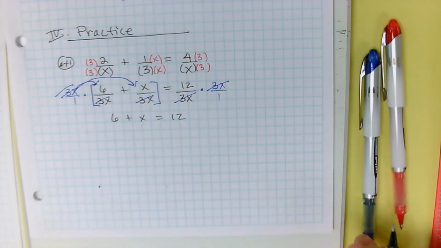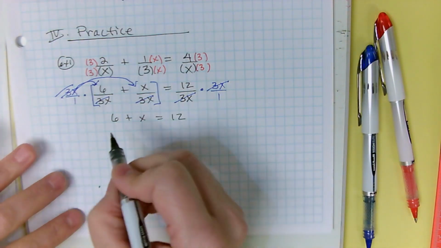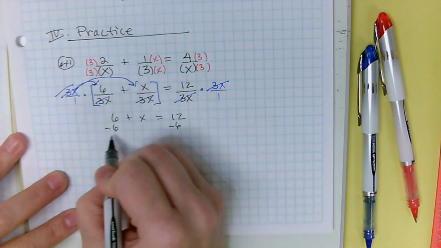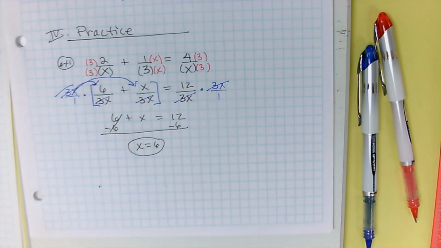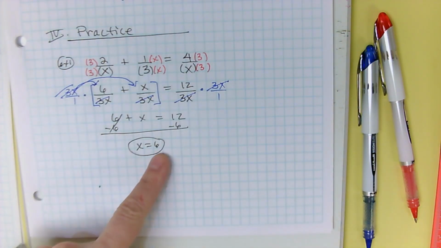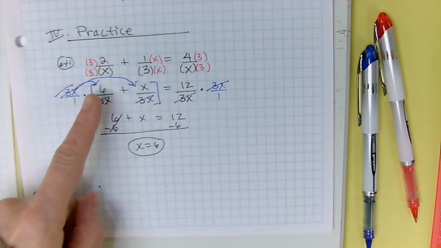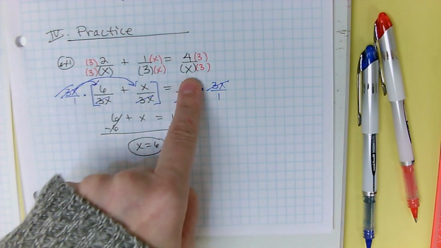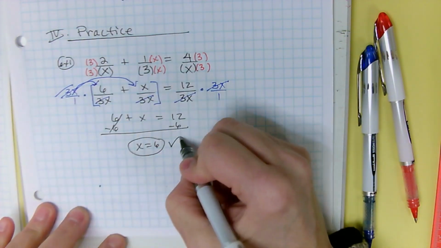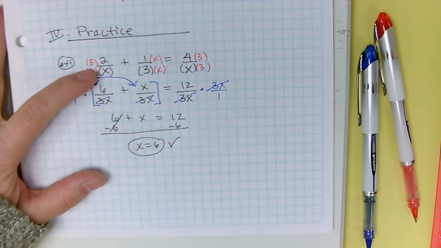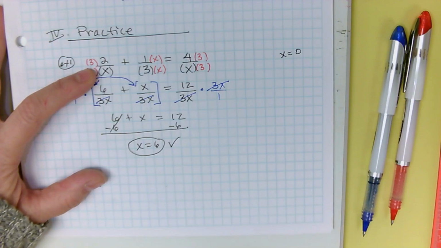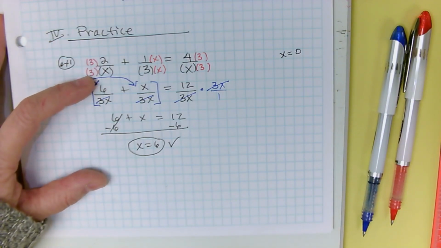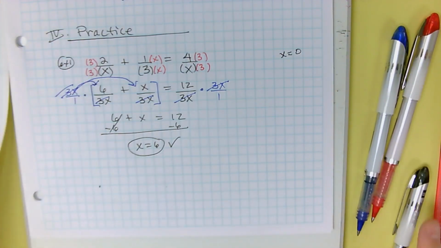The x is to the power of 1. This is just easy solving. So subtract 6. We get x equals 6. Quick mental check. Will that 6 create a 0 in the denominator? No. That would be a 6. So we're good. On these, the only thing that would have created a 0 in the denominator would have been if x equaled 0, because 2 over 0 is undefined. But 6 is good to go.